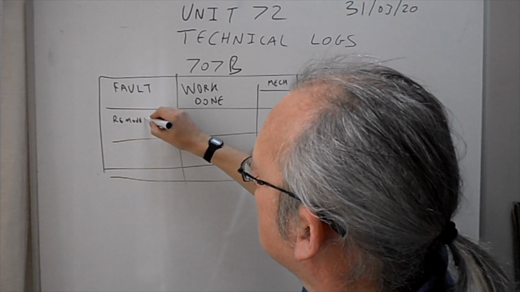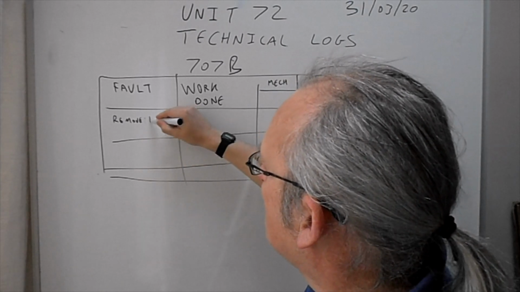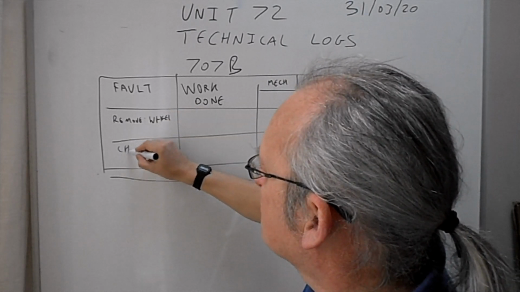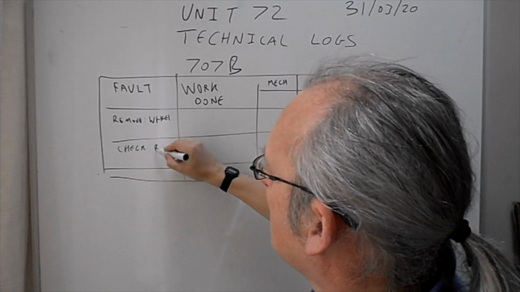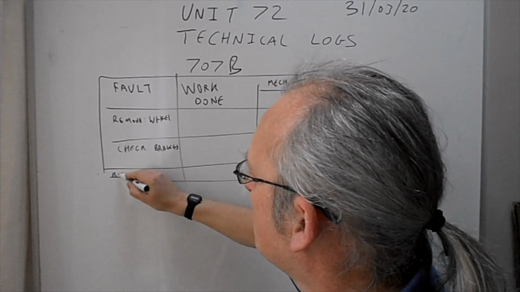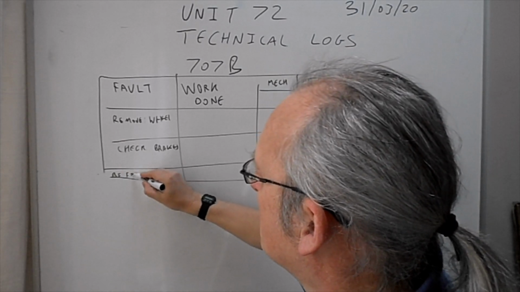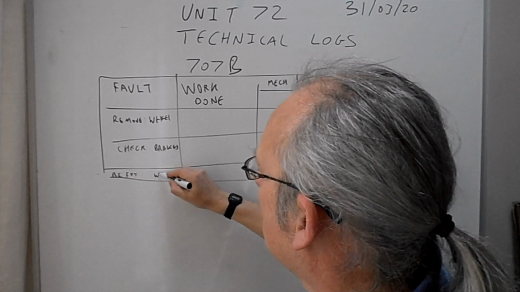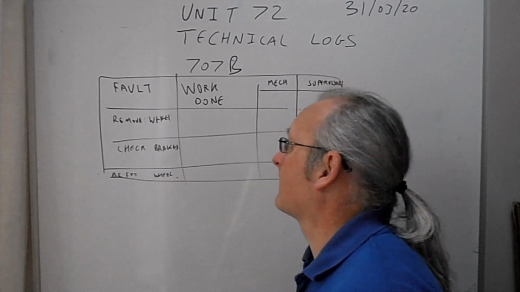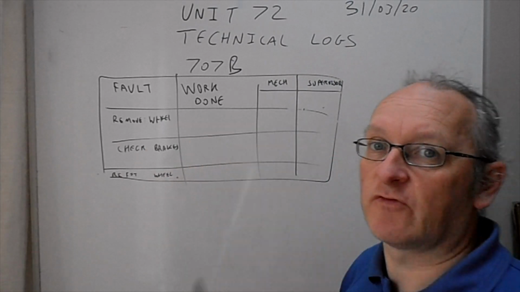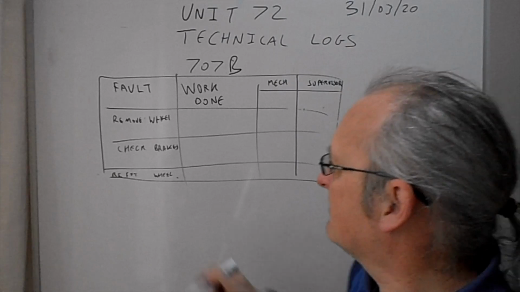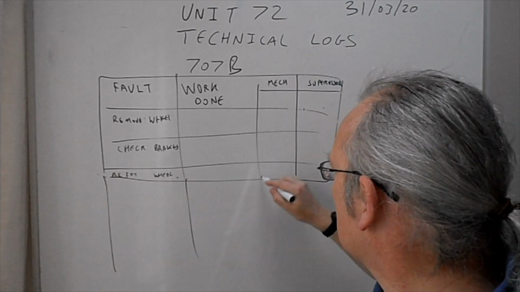remove the wheel, check brakes, and then refit wheel. As you do each job, you can sign for it as you go, okay? And that clears. Once that's signed down to there, if we put some more boxes down there, because that's what it would look like on a real one.